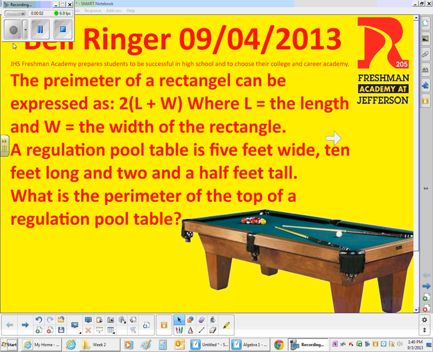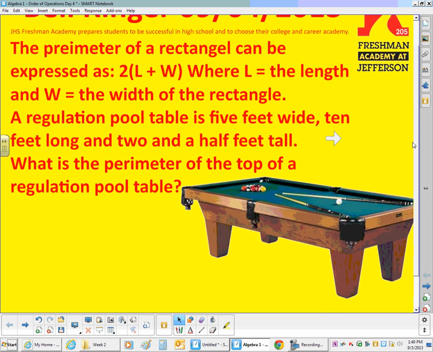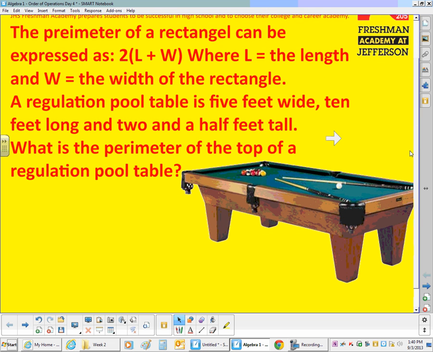Hello, ladies and gentlemen. We are going to go over the bell ringer for today. First we need to read the problem. You don't need to copy the whole problem down, but you do need to copy down the work that I write. So the perimeter of a rectangle can be expressed as 2 times the length plus the width, where L is the length and W is the width.